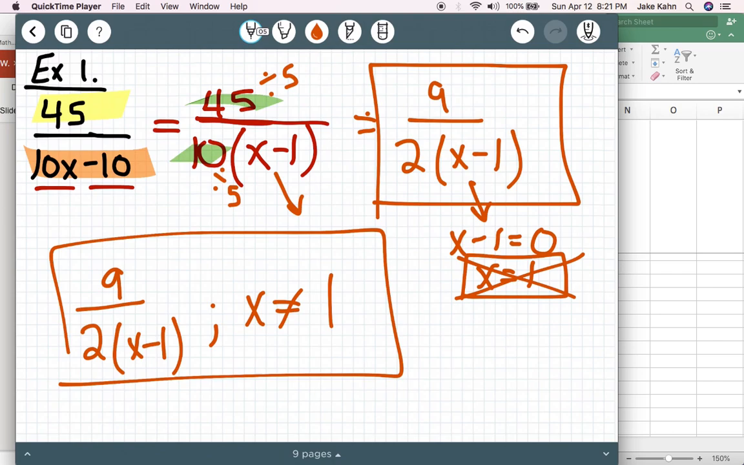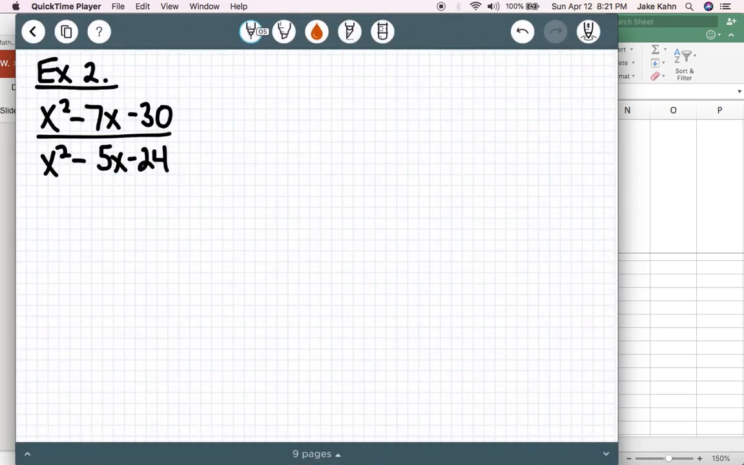Congratulations, you reached the end of your first problem. Let's move on to example 2, which again is a rational expression without any operation. All right, so we're just looking at one rational expression. Simplify it. Factor the top and factor the bottom. Can I factor this? X squared minus 7x minus 30. The answer is definitely yes.